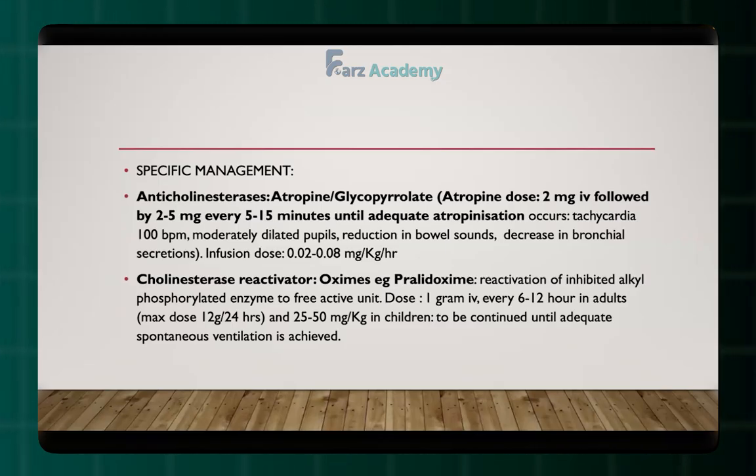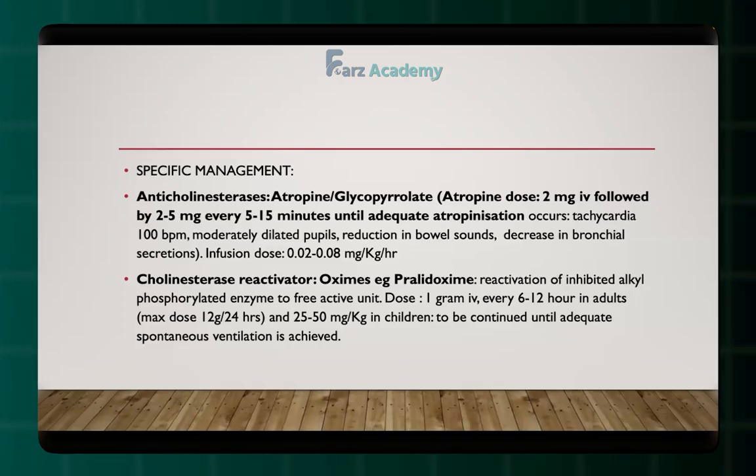Now, the dose of atropine is 2 milligrams IV, followed by 2 to 5 milligrams every 5 to 15 minutes until adequate atropinization occurs. And what do you mean by adequate atropinization? That is basically tachycardia around 100 beats per minute, moderately dilated pupils, reduction in bowel sounds, and decrease in bronchial secretions. You can also give atropine as an infusion at a dose of 0.02 to 0.08 milligram per kilo per hour.